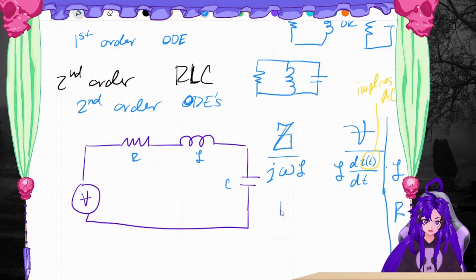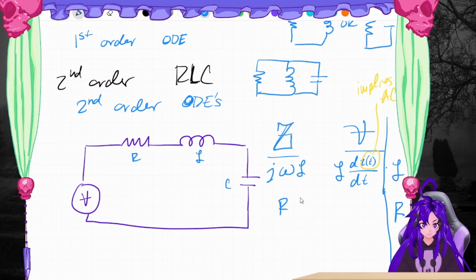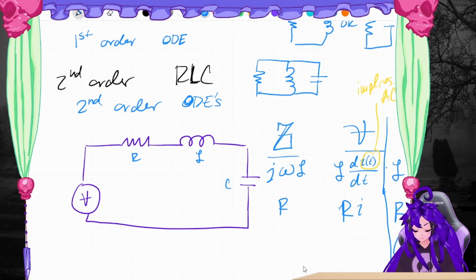Resistors just got R, man. It's just like that. Their voltage, real simple. That's Ohm's law. It's Ri. And then there's capacitors, and capacitors have an impedance, and that impedance is minus j over omega C.